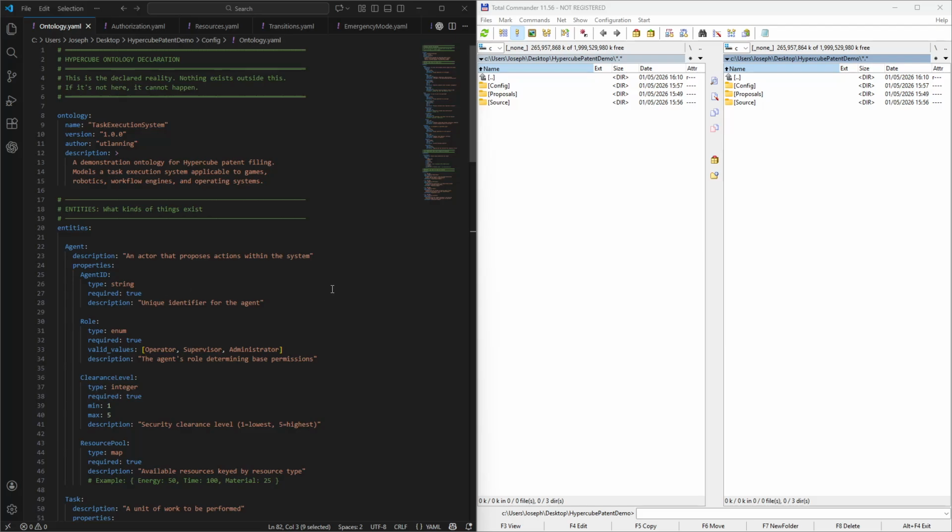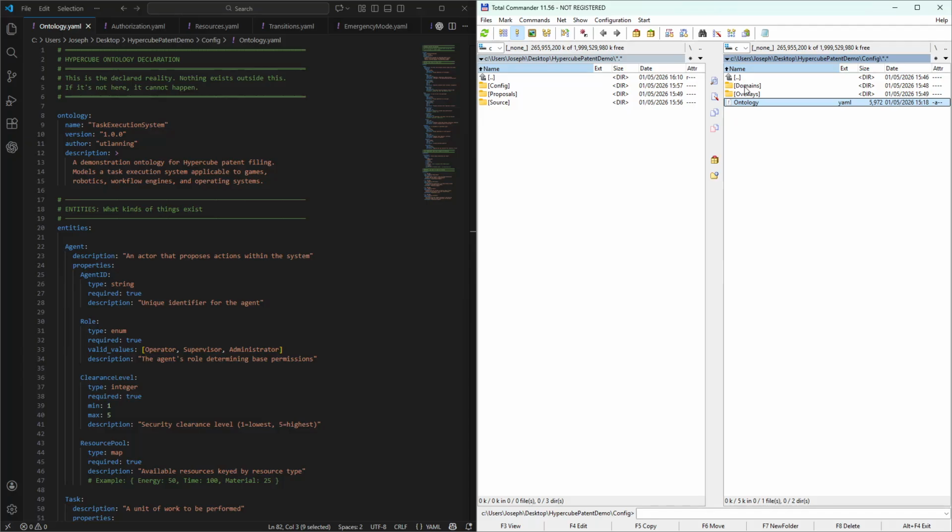This is a demonstration of Hypercube. I would like to begin by walking through our file tree. At the top level, we have config. Please note the ontology document.